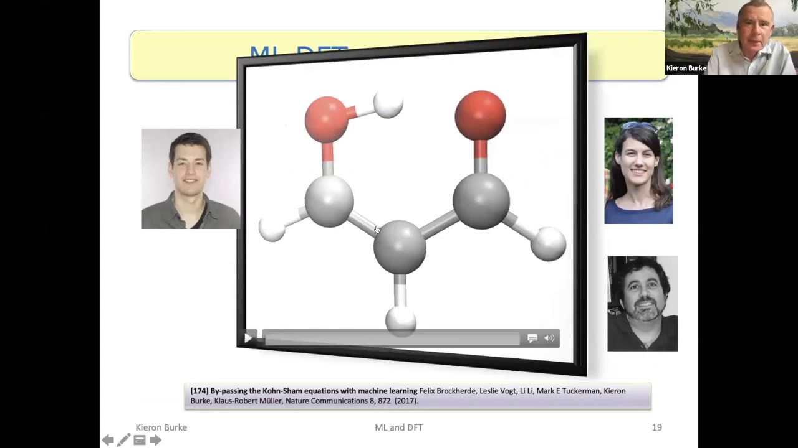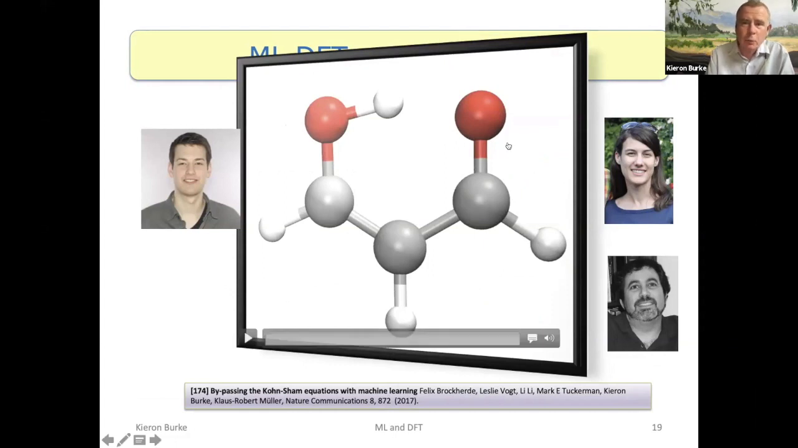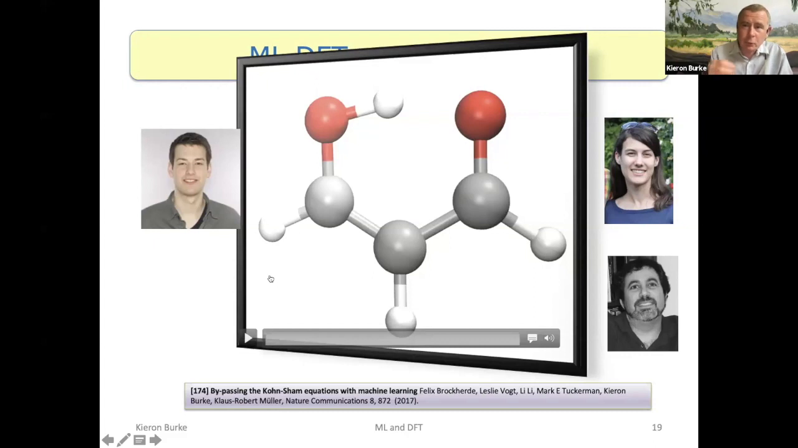I'm almost there, yeah. So more recently, I think this is 3 years ago, an excellent graduate student, Felix Brockhard, with Klaus. And then we brought in Mark Tuckerman and Leslie Vogt, his postdoc. We used our schemes to construct a density functional, not just for the energy, but also for the potential. So that's why it's called bypassing the Kohn-Sham equations. So we had to give up on our old projection methods. They became too expensive. So we get both the self-consistent density and the energy from the machine learning.